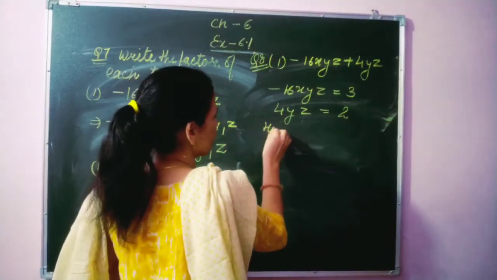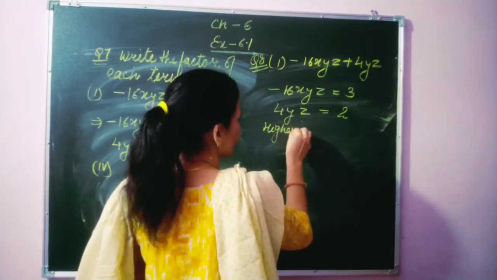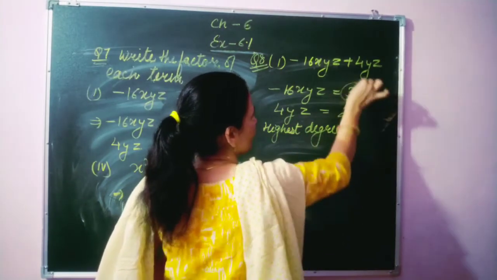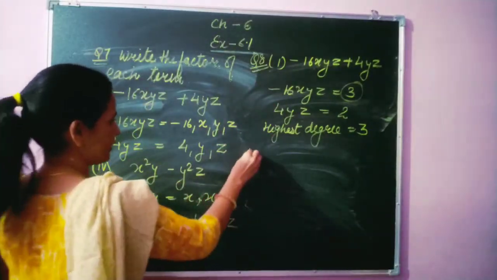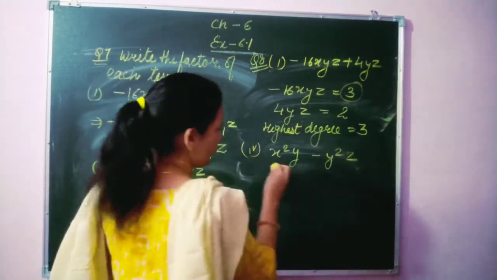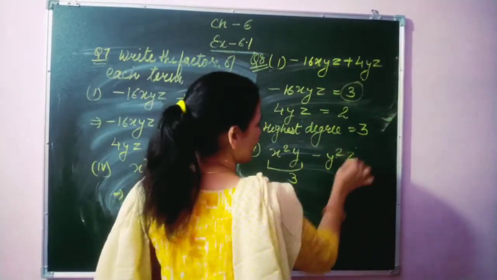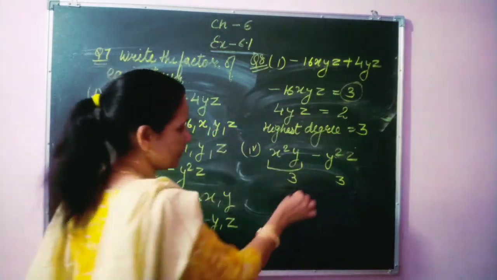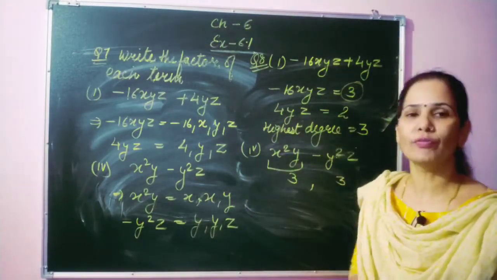And the highest degree is 3. So we will write here 3. Highest degree is 3. Let's take this one, the fourth part. X square y minus y square z. X square y, 2 plus 1, 3. So here the degree is 3. Y square z, that means 2 plus 1, 3. Okay. And the degrees are 3 and 3, both are the same. So students, in this way we will write the degree of each term.